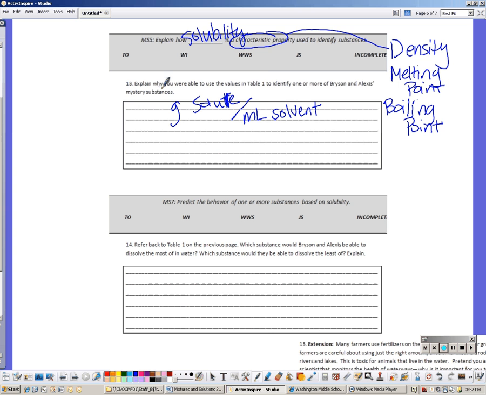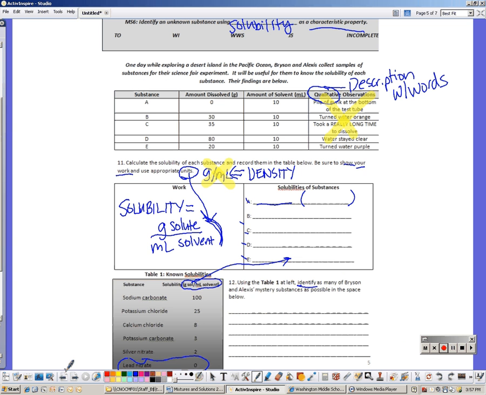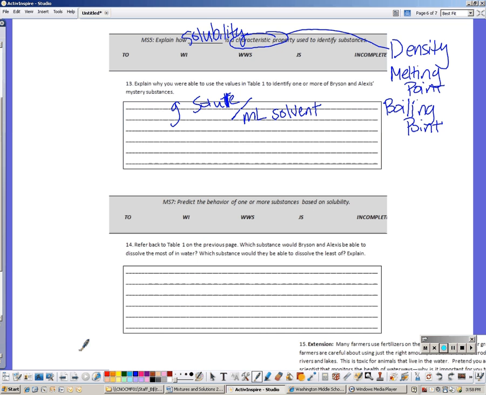So this question asks you to go back to table 1 on the previous page to identify why you were able to use the values in table 1 to identify one or more of Bryson and Alexis's mystery substance. So if we go back to that previous page, this is table 1. Some people tried to answer this question using these right here, and it was a little bit confusing. But you're able to use this because solubility is a characteristic property, and it doesn't change no matter how much of a substance you have.